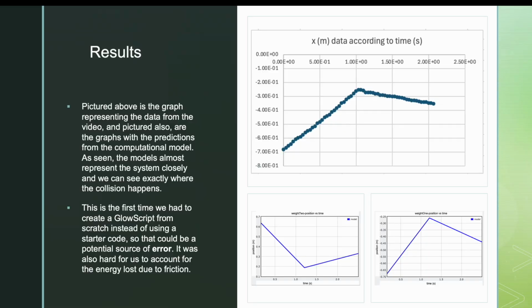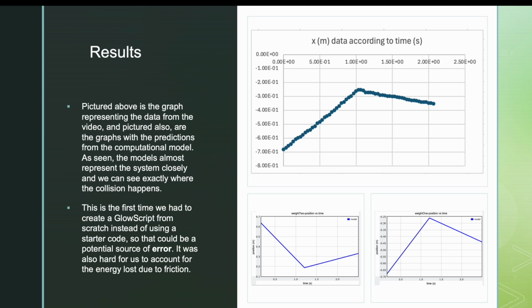And these are our results. At the top of the screen, we have the data from the Tracker system, so that's our actual data that was collected. And then the two pictures below are from the computational model that was going to predict what was happening. And they represent the system pretty well. We can see how it's got the two different plates and they're somewhat equal and opposite.